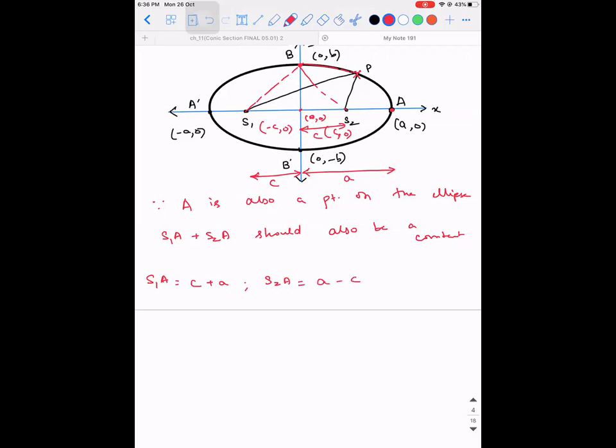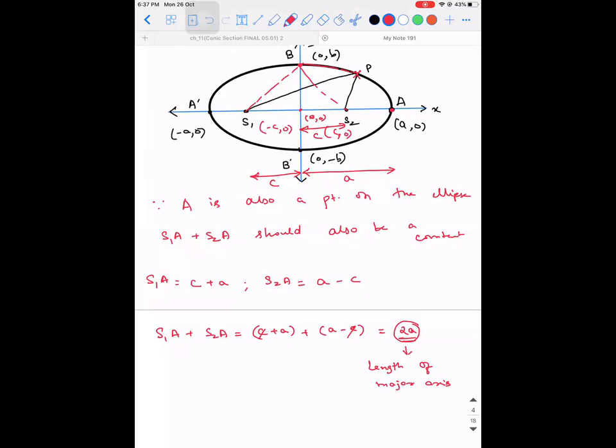Accepted. So what should S1a plus S2a be equal to? It should be C plus A plus A minus C. So C and C will get cancelled. Answer will be 2A. So we had been telling that the sum of the distances of the moving point to the fixed points is always a constant. No? What is the value of that constant? 2A. 2A is nothing but the length of whom? It is the length of the major axis. Is it clear, guys?